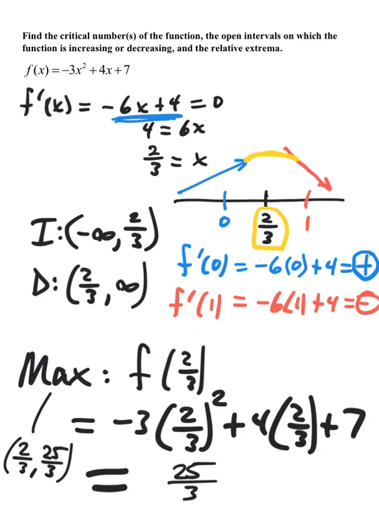There's only one critical number, and it represented a relative maximum. Because there's not another critical number to represent decreasing switching to increasing, this one has no minimum.